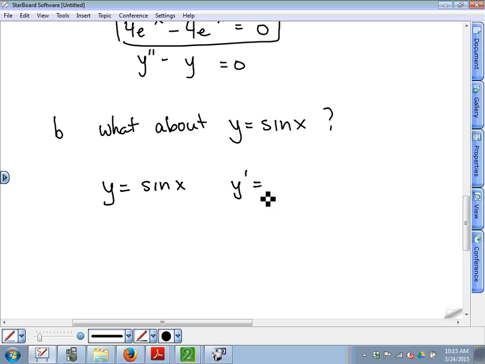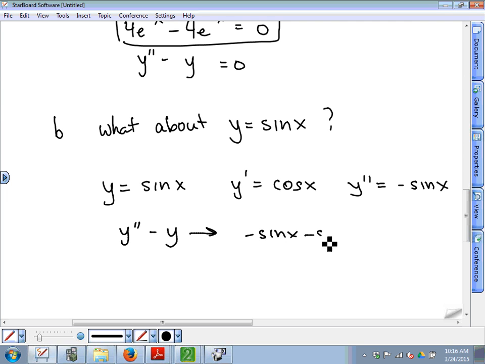What's the first derivative? Cosine of x. But what's the second derivative? Negative sine. So if we do y double prime subtract y, we get negative sine of x minus sine of x, which is not equal to 0, which it should. So this is not a solution. And as a matter of fact, this is what most of the homework is.